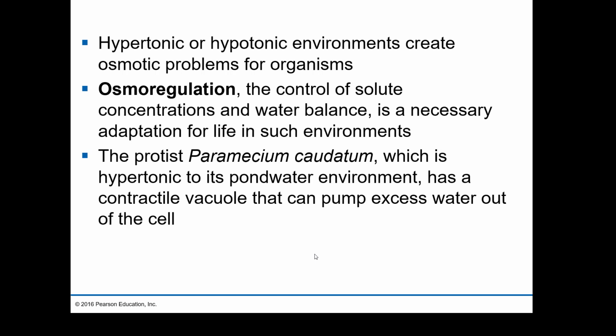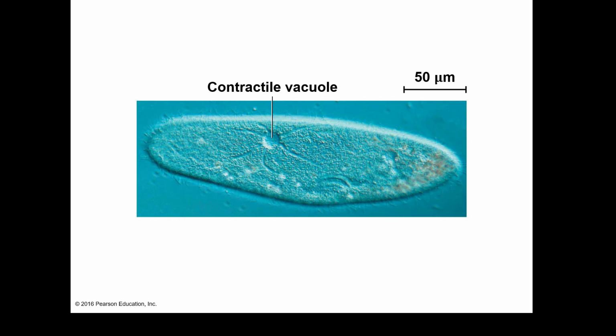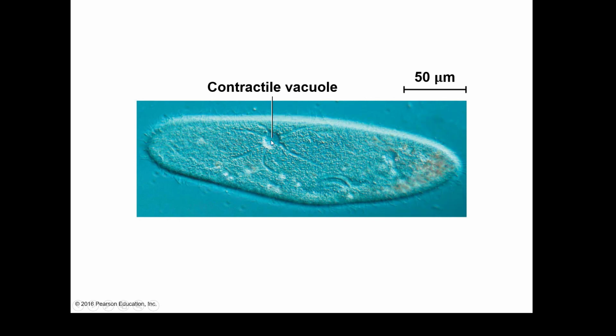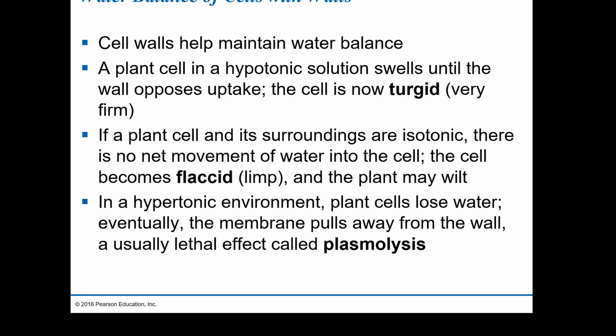So hypertonic and hypotonic environments create osmotic problems for organisms. Osmoregulation is the control of solute concentrations and water balance, and is necessary for us to live in different environments. This paramecium has an adaptation to overcome that, where it has a little vacuole that will suck up water and hold it for when it needs it, and spit water out when it's got too much water.